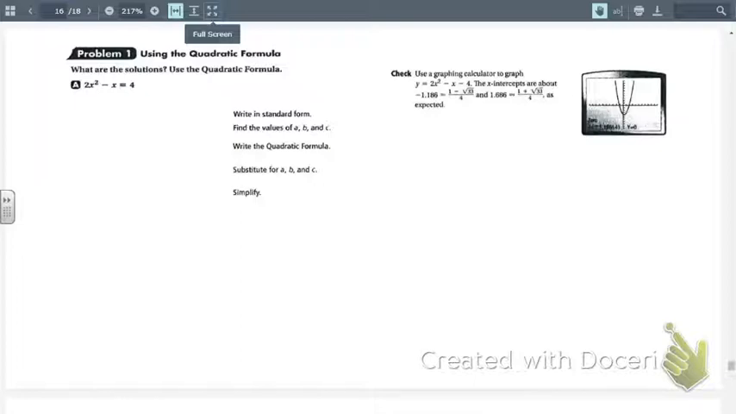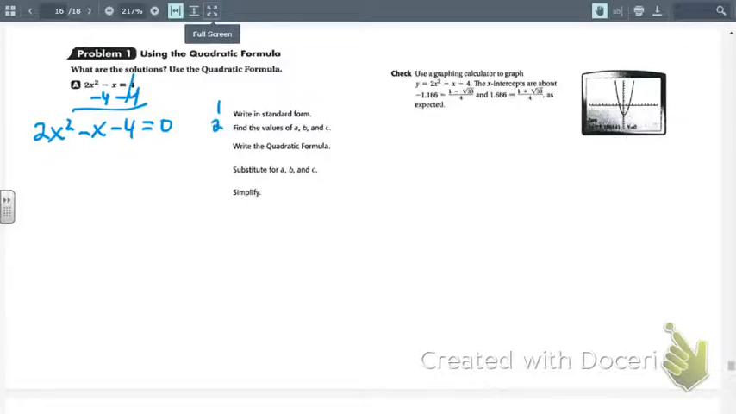And the steps are laid out here. The first step is we're going to write it in standard form. So we're going to have to subtract 4 from both sides. So we're going to be left with 2x squared minus x minus 4 equals 0, because 4 minus 4 is 0 there. So that's the first step. Make sure it's in standard form.